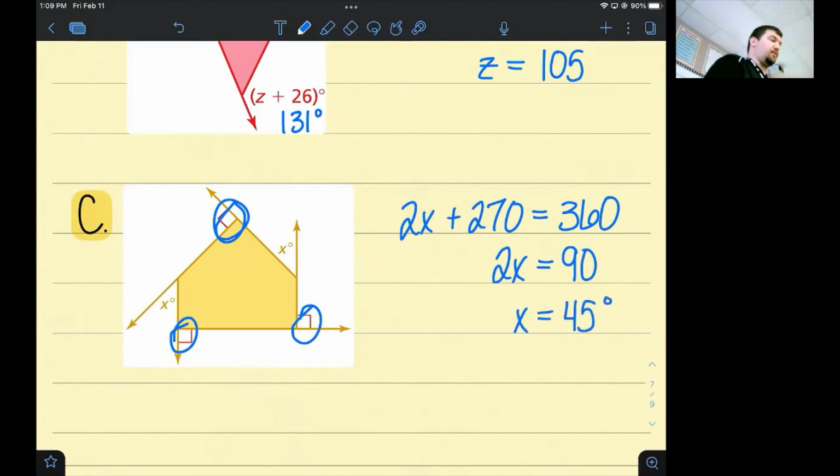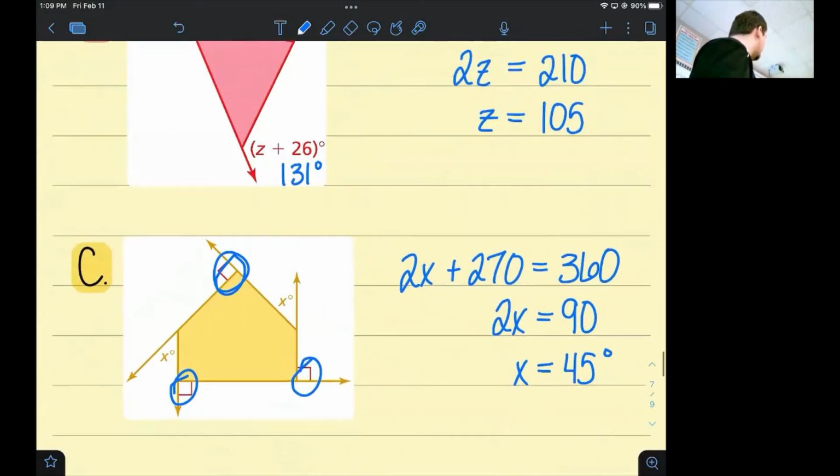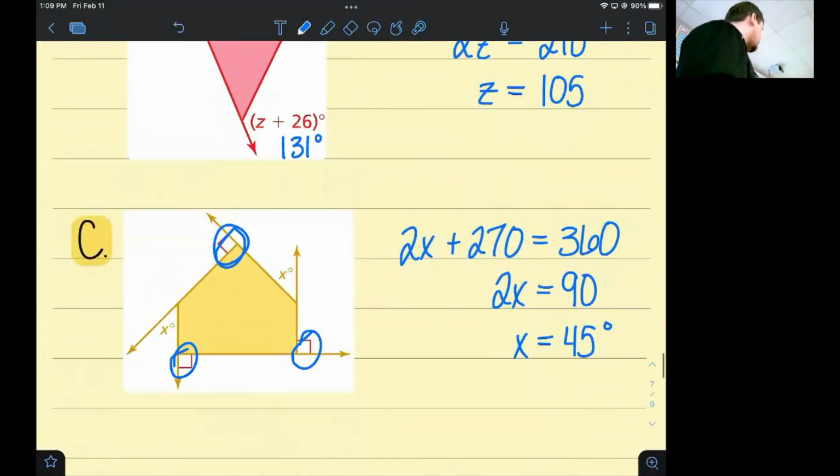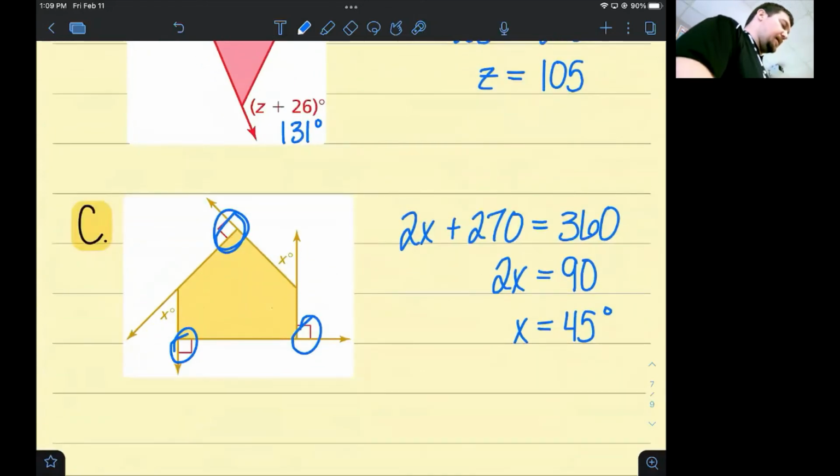If you just want to put a degree symbol next to that, that's fine because each of them was x. The only reason I had to do this one differently is because that was z plus 26. So I had to put the 131 down there. So each of those exterior angles that were not given are 45 degrees.